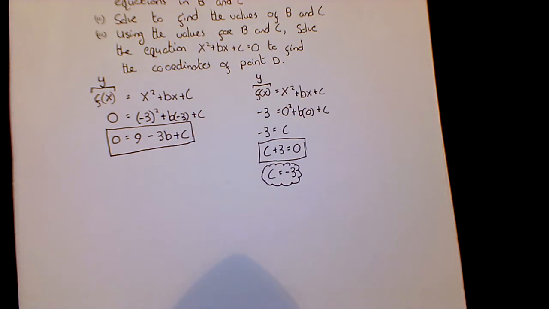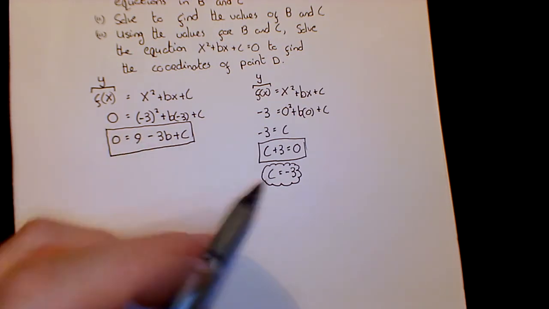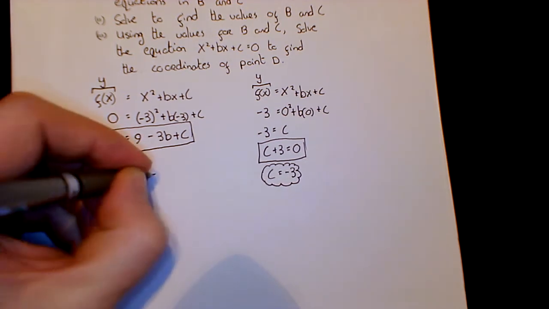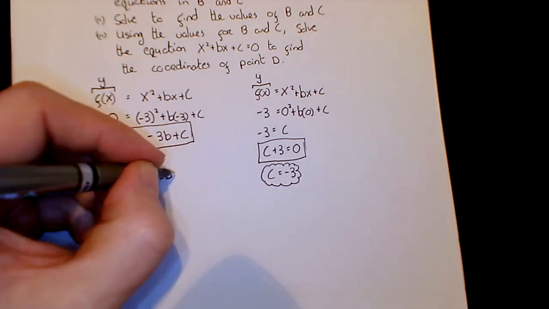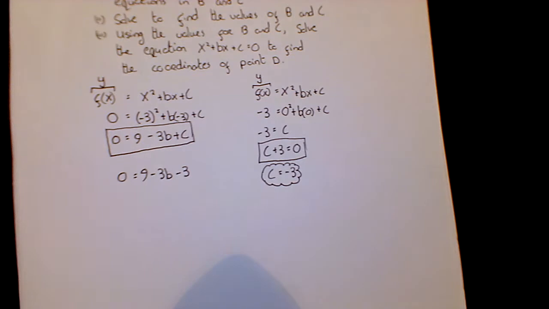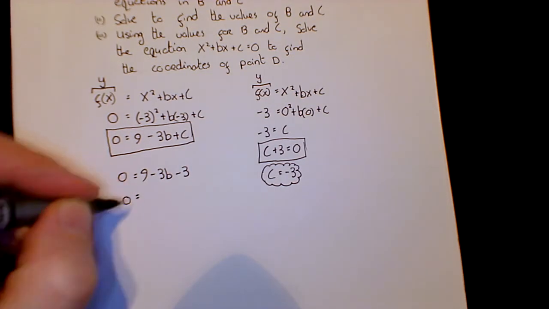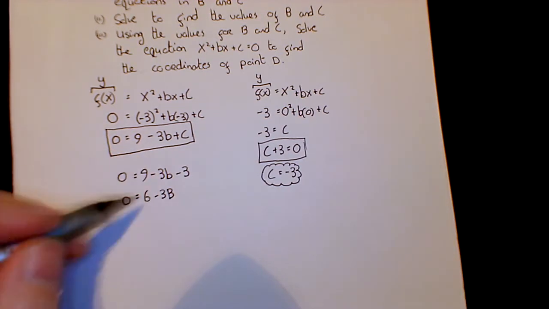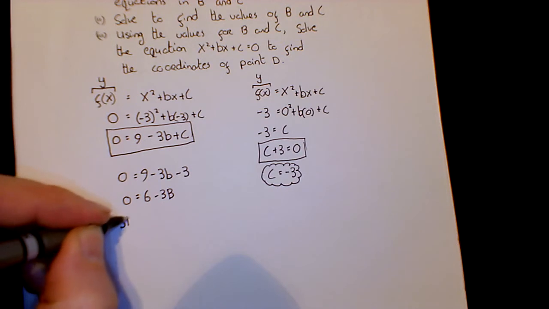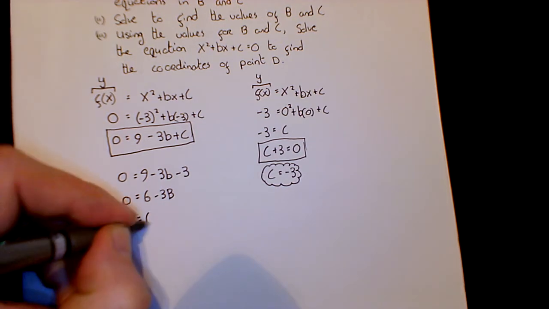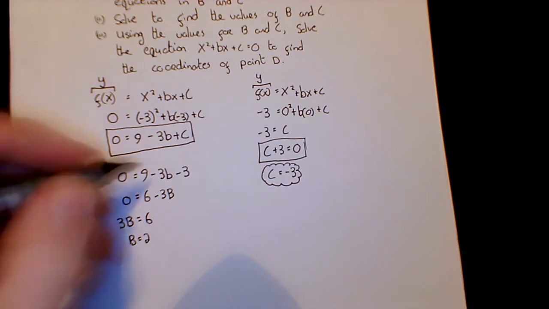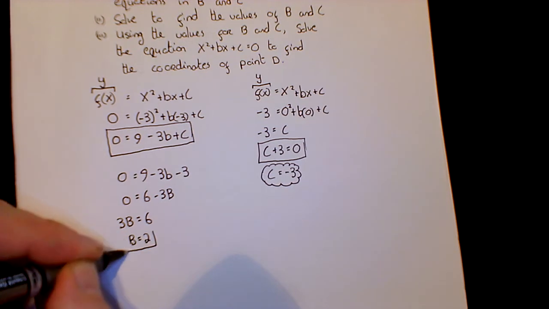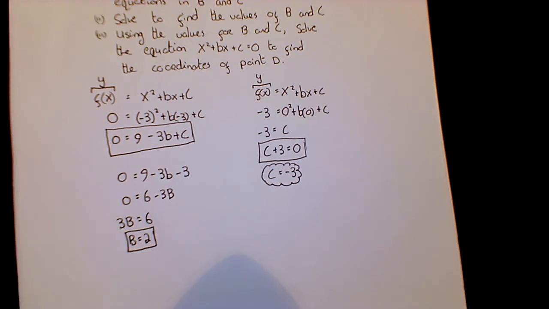Okay, and if we look here, well, I know what c is, so I put it in. So 0 equals 9 minus 3b plus c. And c is minus 3. So there we go. We'll do a bit of tidying up. 0 equals 9 minus 3 is 6 minus 3b. I'll bring the 3b across, so I get plus 3b equals 6. So b equals 2. Now I know I went from capital B to small b there, and I probably shouldn't have, but you know what I mean. So b equals 2.